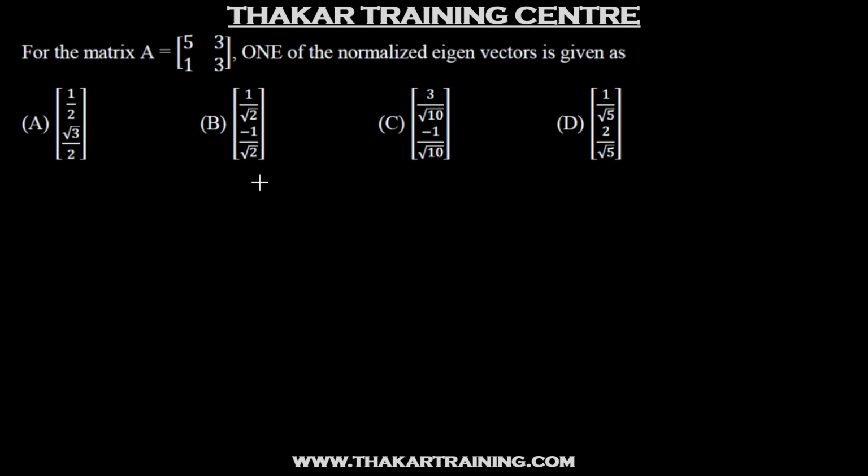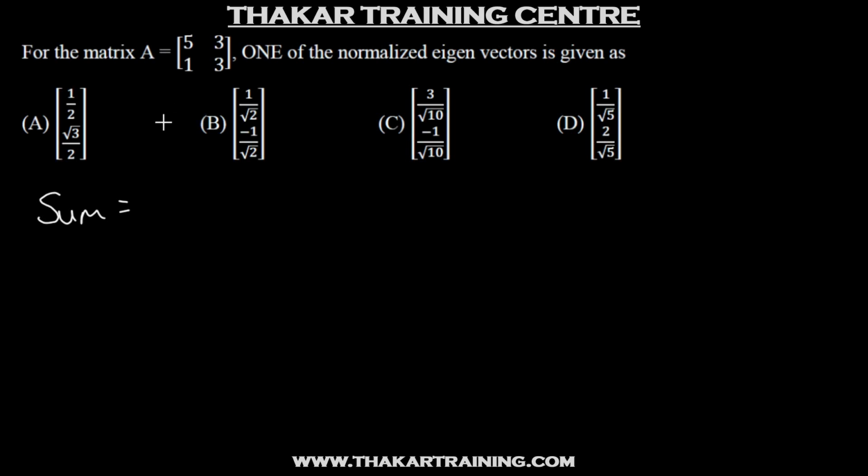Alright, so let's do another one. For the matrix A = [5 3; 1 3], find one of the normalized eigenvectors. Here we have to find the eigenvector in normalized form, so it is just an extension of the previous one. I think all of us should be able to do it together, so try doing along with me. We'll try to do it again with properties.